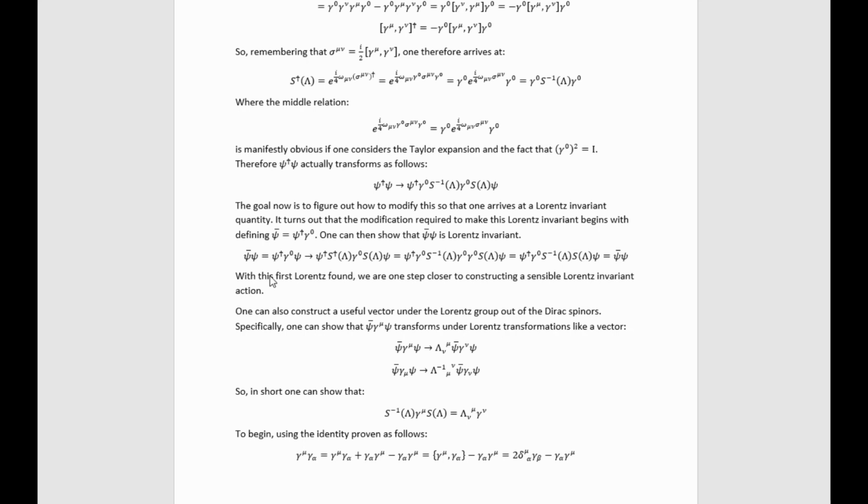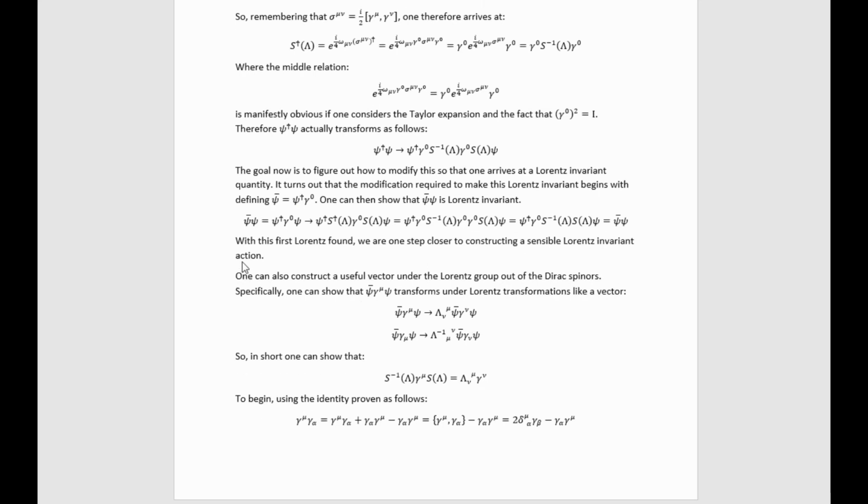So if we remember that psi bar psi is just psi dagger gamma naught psi, and then Lorentz transform it, we get an S dagger here and an S here as before, and then we plug in the formula for S dagger in terms of S inverse, and we see that these are going to cancel, and then these will cancel against each other, and then psi dagger gamma naught is just psi bar, so then we have psi bar psi, which is what we started with. So this is definitely Lorentz invariant.